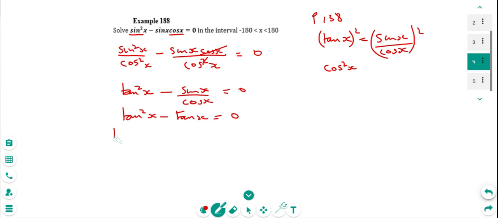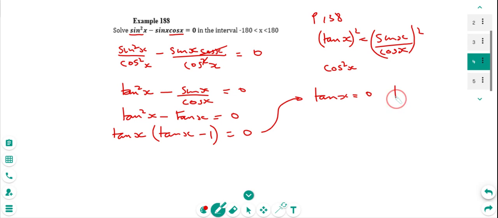So what we can do next is try and factorise this. We've got a common factor of tan x, so we can take out tan x and we get tan x minus 1 inside the bracket equals 0. That gives us two solutions: tan x equals 0, and also tan x from the bracket is equal to 1. We're looking for solutions in the range minus 180 to plus 180.